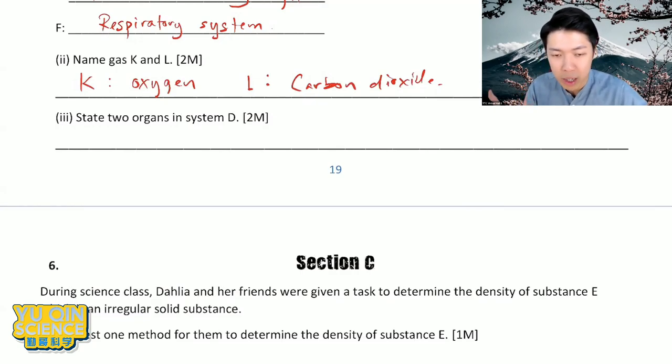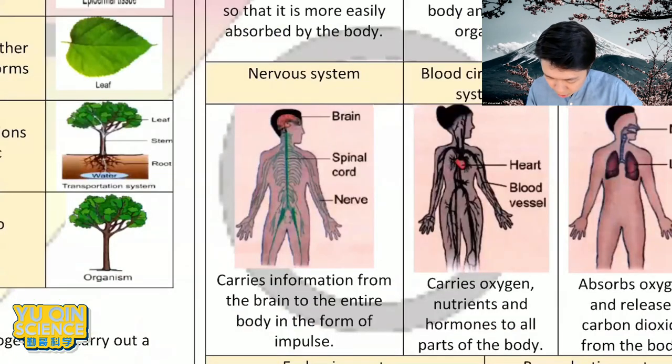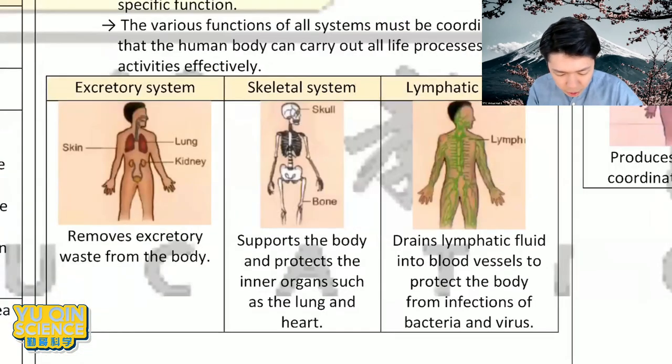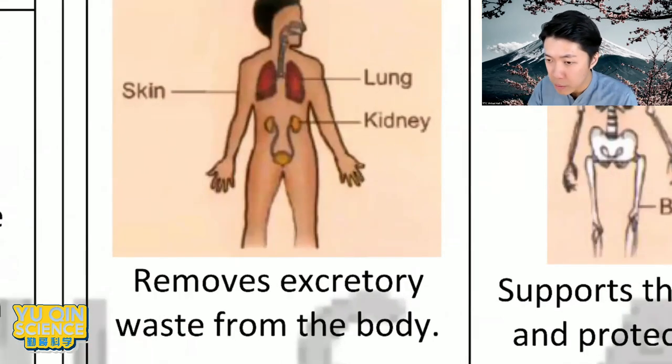Pooping, shitting, sorry, allow me to say shitting, is not under excretory. Excretory is just skin. Excretory is skin, lung, and kidney only. So pooping is not excretion. Pooping is called defecation. Okay? 大便是排遗，不是排泄。排泄是那几三样。Your lungs, kidney, and skin.